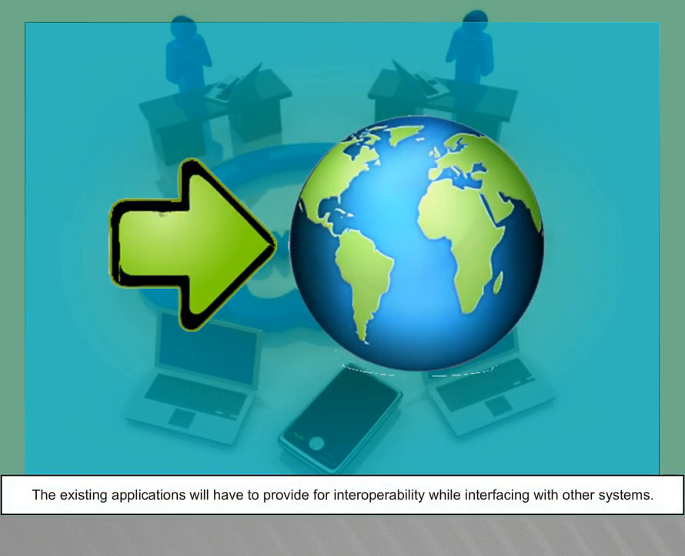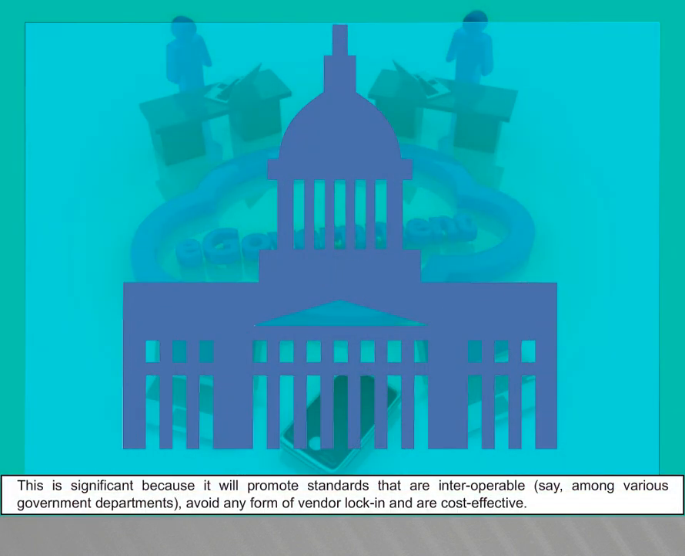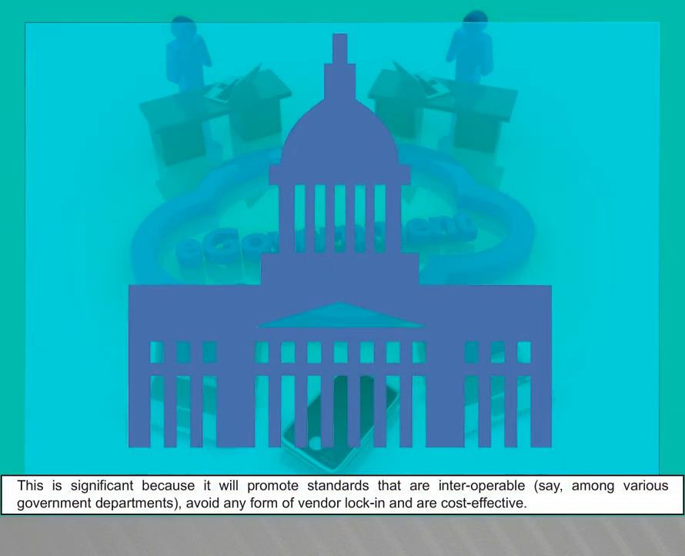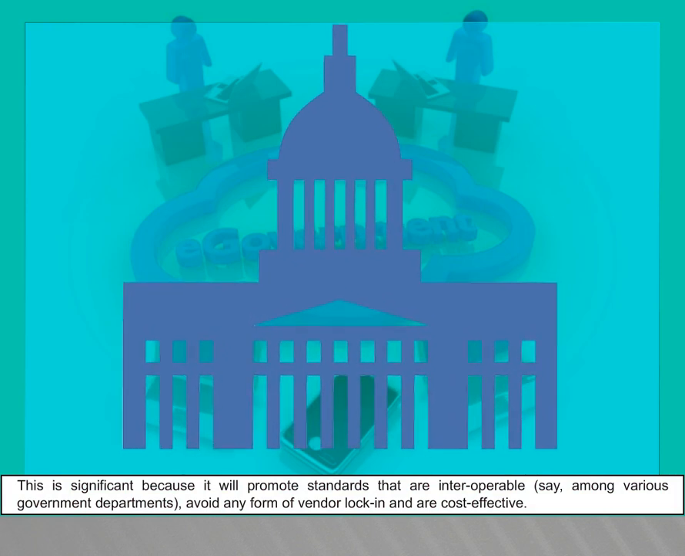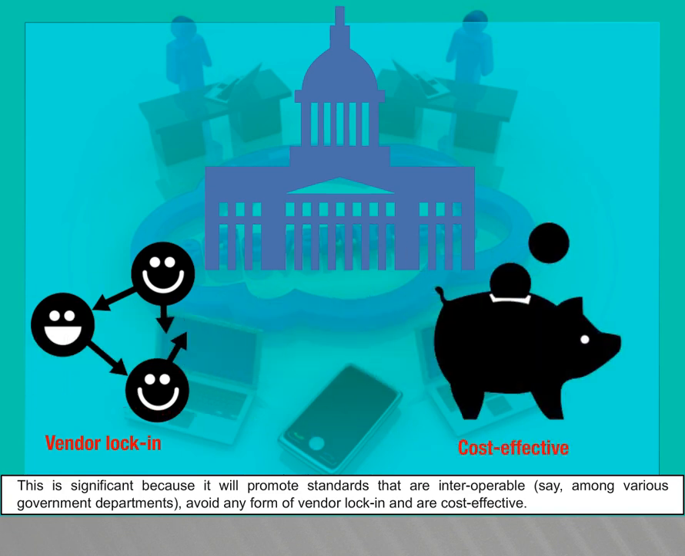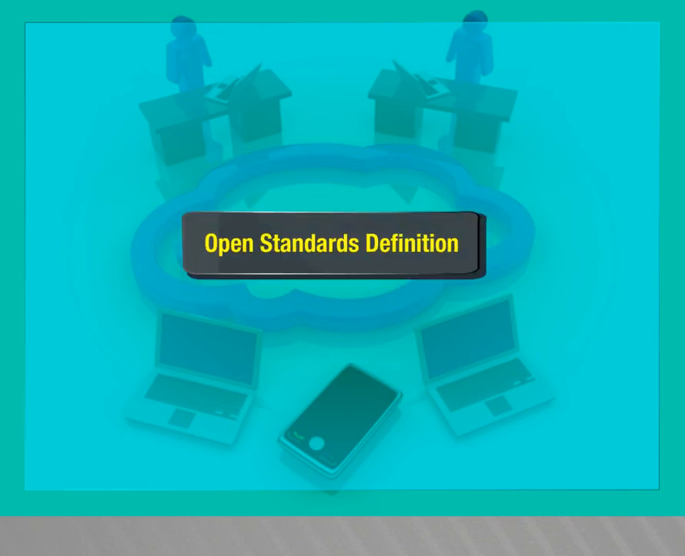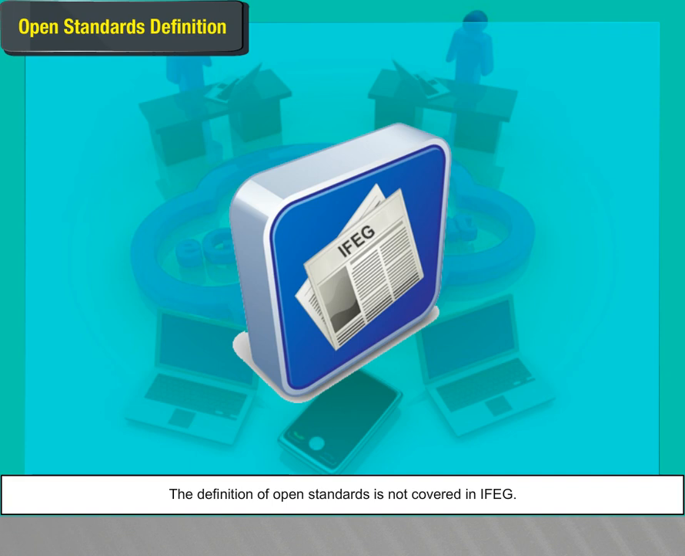The existing applications will have to provide for interoperability while interfacing with other systems. This is significant because it will promote standards that are interoperable, say, among various government departments, avoid any form of vendor lock-in, and are cost-effective. Open standards definition. The definition of open standards is not covered in IFEG.